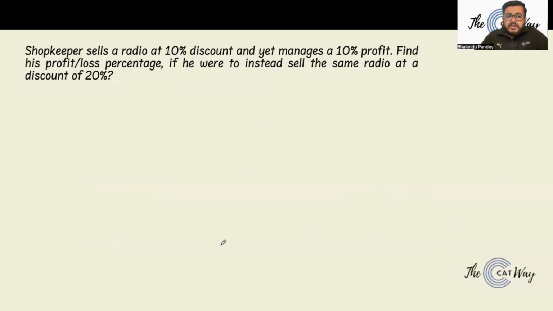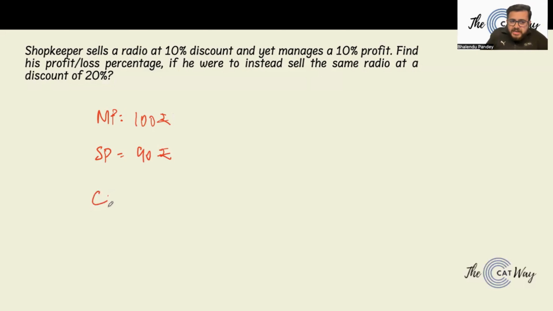Next question. A shopkeeper sells a radio at 10% discount and yet manages a 10% profit. Okay. So after selling it at a 10% discount, he is still able to manage a 10% profit. Find his profit or loss percentage if he were to instead sell the same radio at a discount of 20%. So let's say that my mark price is 100 rupees. Again, because there is no absolute value, I can use whatever I want. Let's say my mark price is 100 rupees.